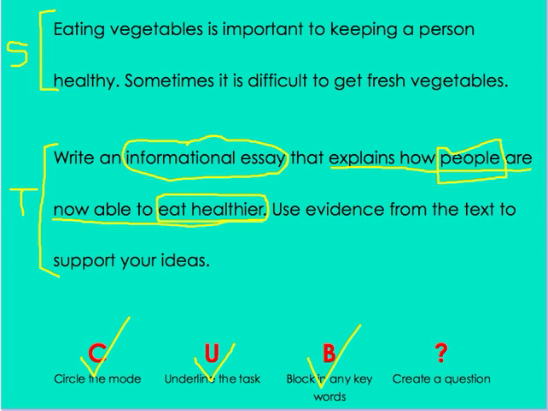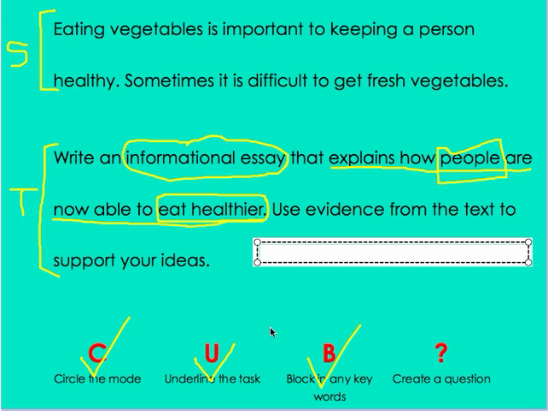The last thing to do is to create a question. So I only look at the part that is underlined. And you will always have a question word. So you will notice that in the writing task, the underlined part, the question word they start with is the word how. So that's how I can start my question. I can also think about the words that I boxed in. Those probably need to be in my question since those are important words. So how can people eat healthier?